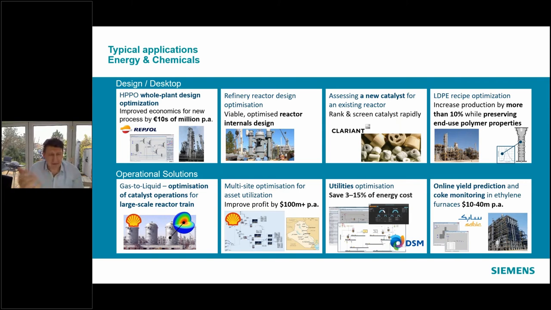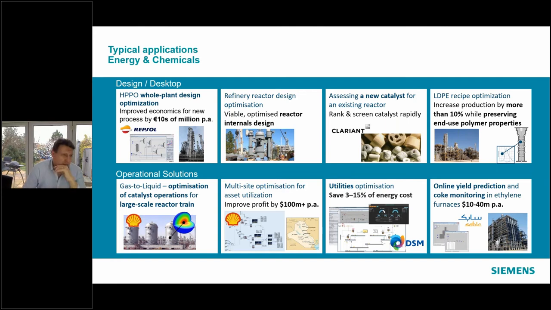So if your plant's running for 30 years, and you've created a 5% efficiency gain in terms of your design, do you actually multiply that by the 30 years it's in production for? So the benefits are identified here on the bottom. I'm not going to read them all verbatim. I don't have time. I'll just touch on a few.